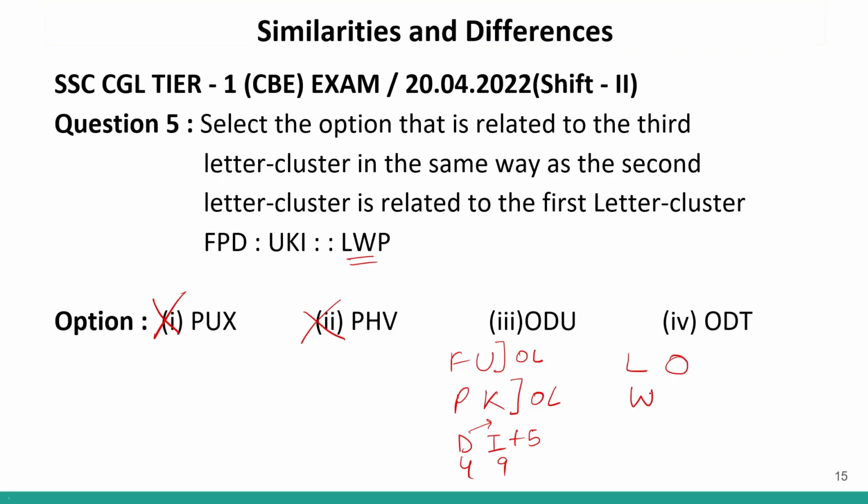Now for W, the opposite letter is D. Okay? This is opposite letter and this is also opposite letter. Now, P is ranked at 16. So if I go 5 positions forward, I have to find a letter which is ranked at 21. And at 21, we have U. So my code will be ODU, which is option number 3. So option number 3 will be the correct answer to this question.